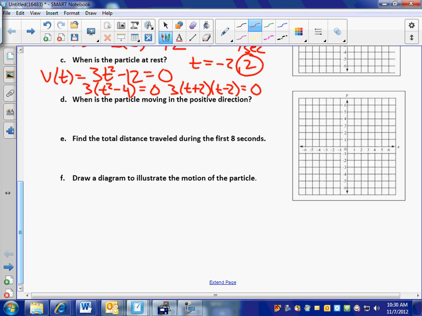When is the particle moving in the positive direction? That's where the derivative is greater than 0. So I take the derivative, which is 3t squared minus 12, and I set that greater than 0.